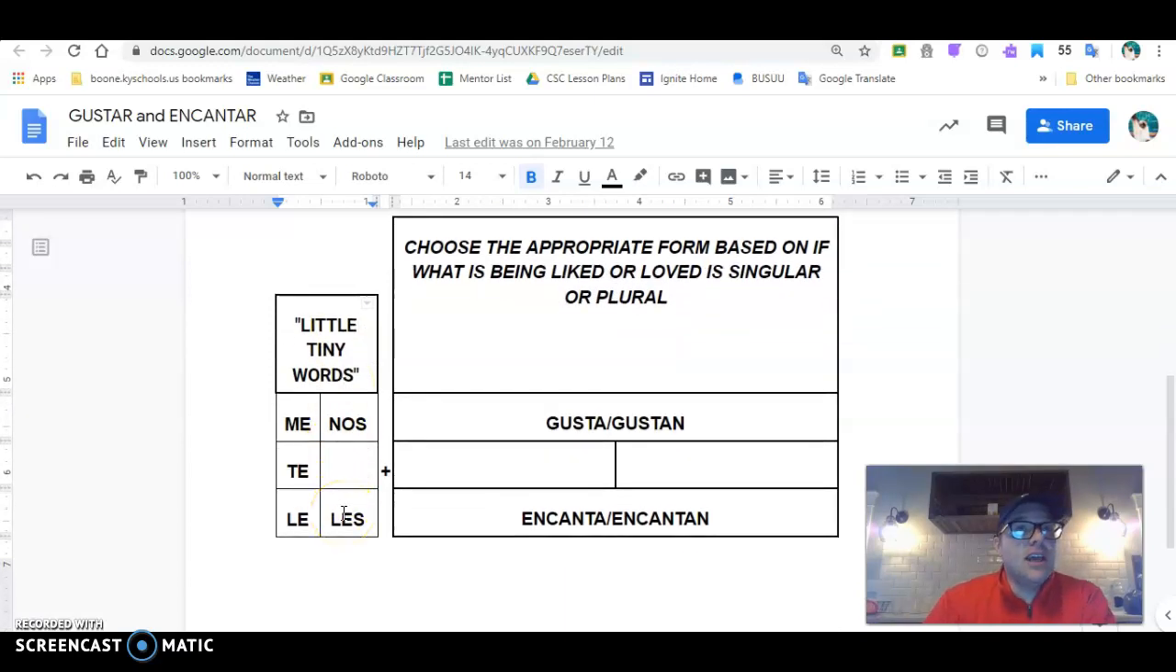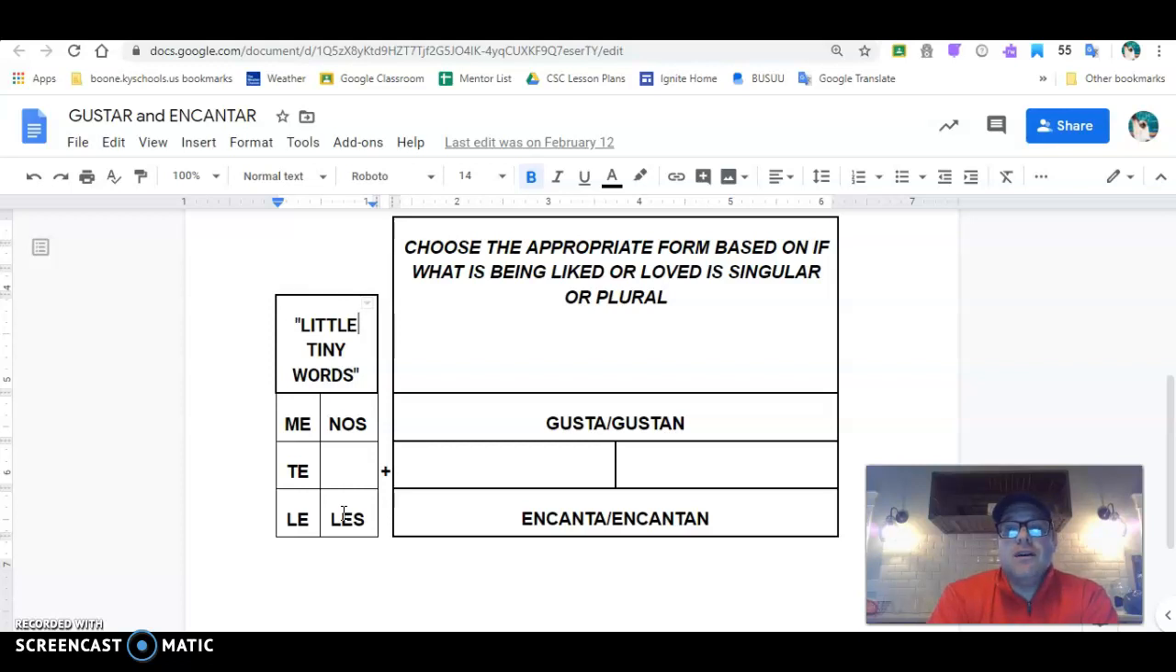Additionally, let's just say that for some reason you wanted to say they. They as in all males, ellos, they as in mixed company, ellos, they as in all female, ellas, or even if I just had several proper nouns like, I don't know, we could say Pedro y Alexa.